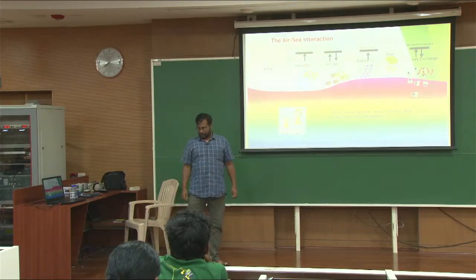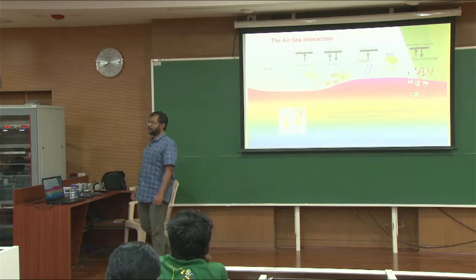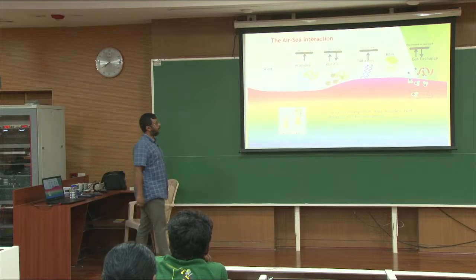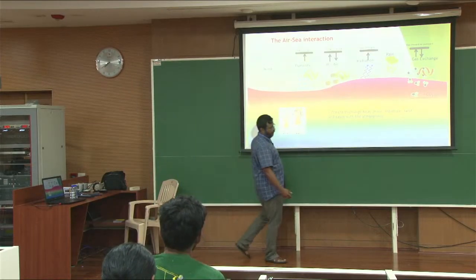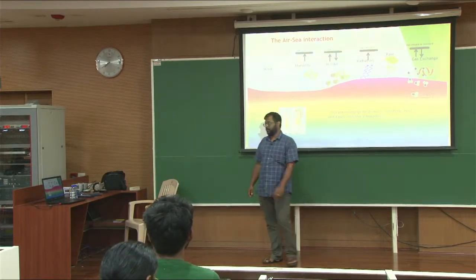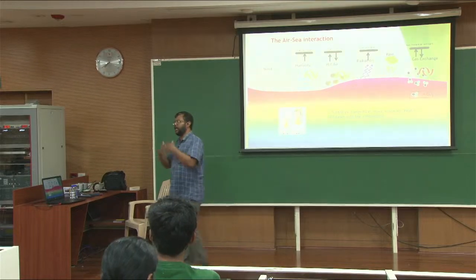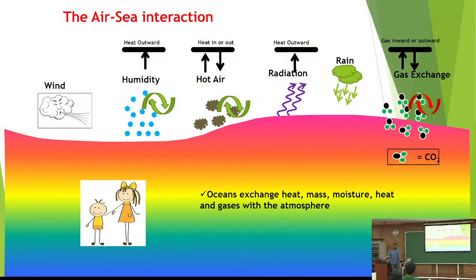Then radiation: all bodies radiate long waves or short waves, whichever according to their temperature, by Stefan-Boltzmann's law, you all know. So, radiation can be another way of exchange between the atmosphere and ocean. Mass exchange: when it rains, mass is added to the ocean, when it evaporates, mass is taken away from the ocean, that is another way of exchange. The last but not least, the exchange of gases, that is what is regulating our climate today, right.